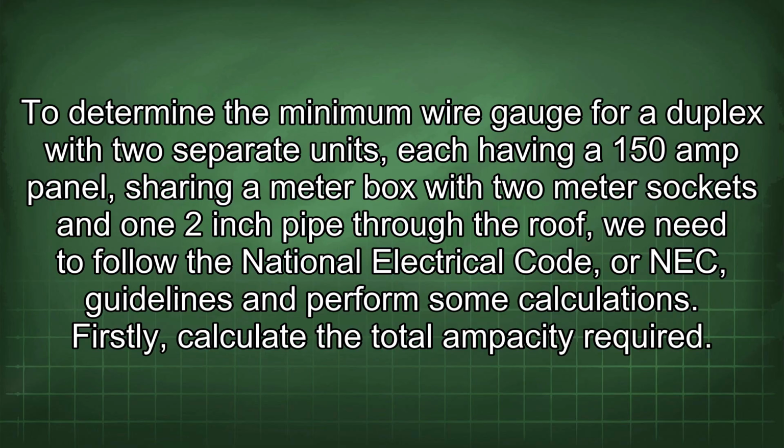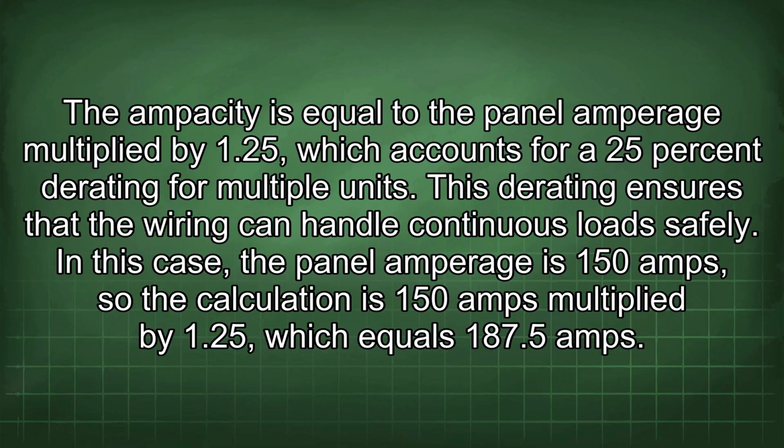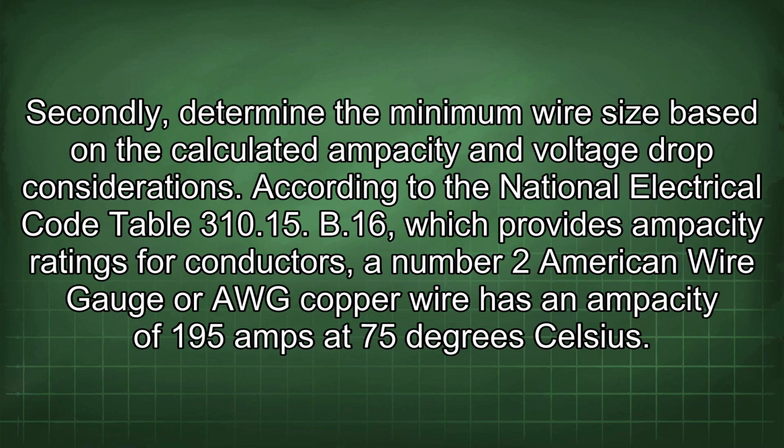Firstly, calculate the total ampacity required. The ampacity is equal to the panel amperage multiplied by 1.25, which accounts for 25% derating for multiple units. This derating ensures that the wiring can handle continuous loads safely. In this case, the panel amperage is 150 amps, so the calculation is 150 amps multiplied by 1.25, which equals 187.5 amps. Secondly, determine the minimum wire size based on the calculated ampacity and voltage drop considerations.